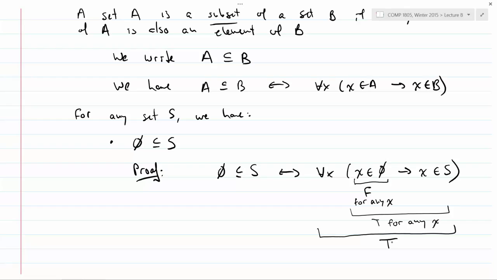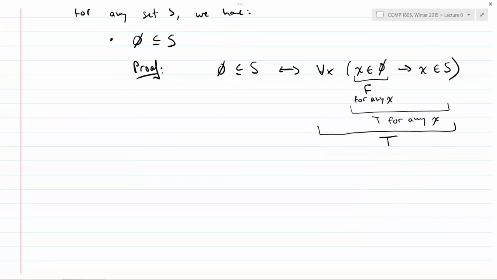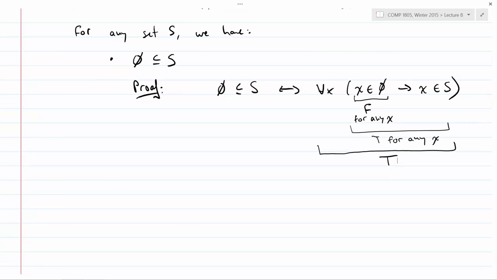The next one's hopefully a little bit more natural. I'll get to that in a second. Before I do, any other questions about this proof? Is this okay? All right, so we'll move on to the second result that we have about subsets. If S is any set, then we also have that S is a subset of itself.